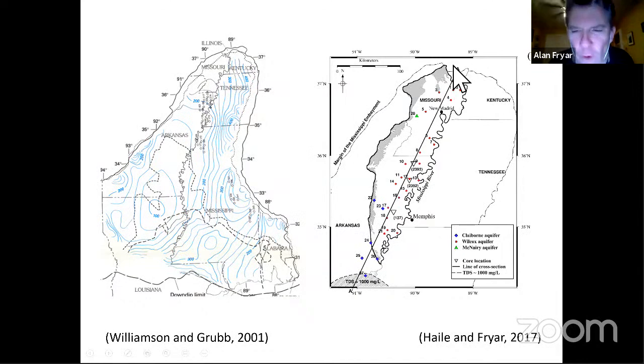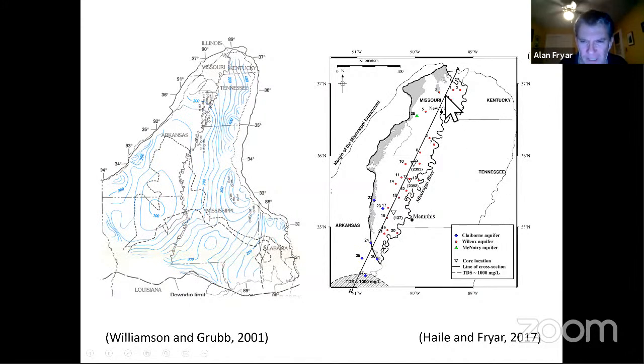And so you can see to the right, this transect here going north-northeast to south-southwest, parallel to the river, but west of it. Each of these symbols, the red dot, the blue diamond, the green triangle, represents a well that we sampled. Most of these wells are in the Wilcox Aquifer. Some of them are in the overlying Claiborne Aquifer, and one is in the underlying McNairy Aquifer. And then we also had core samples taken from these three sites with the inverted triangles.